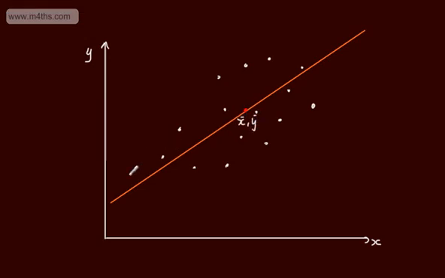What we're looking to do is essentially move this line around such that the distances between the points from the line, so the observed values from the line, are as small as possible. Now you can see we've got some above the line and some below the line. If we just took the value of these, we would end up with some positive and some negative. So what we do to get around this is take the square of each.